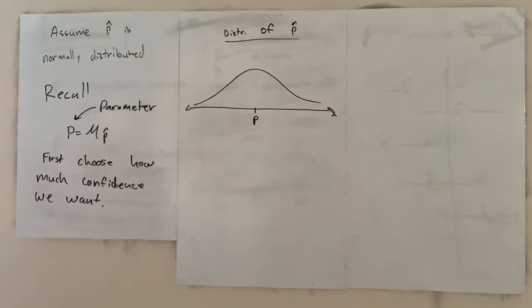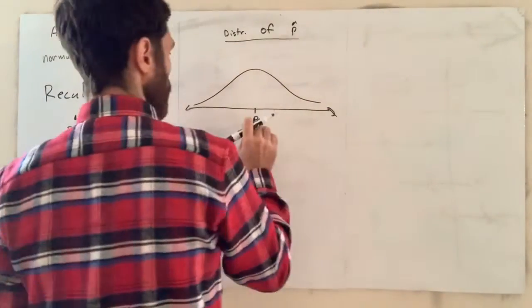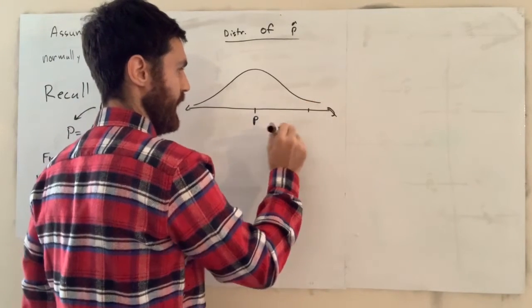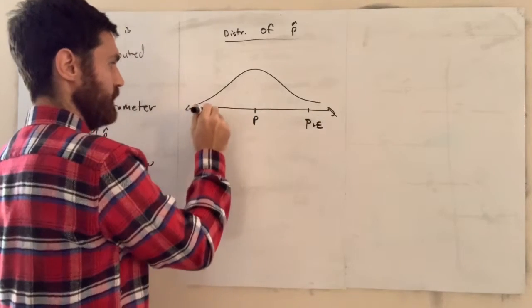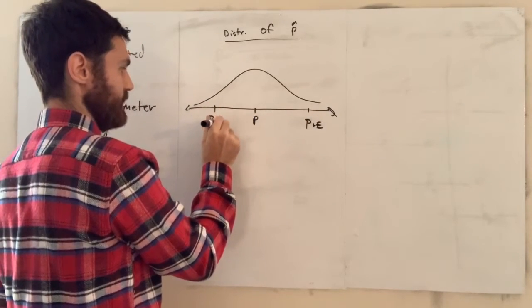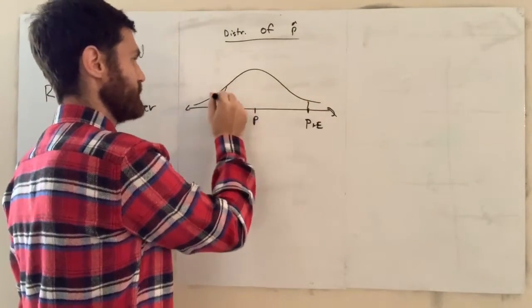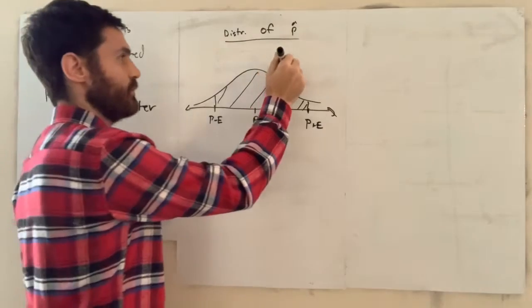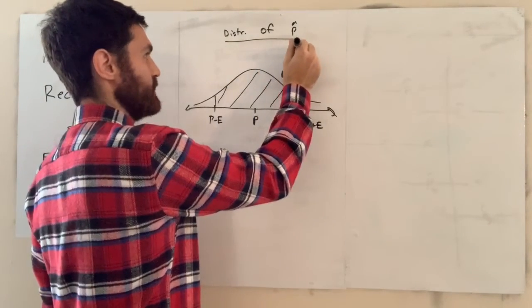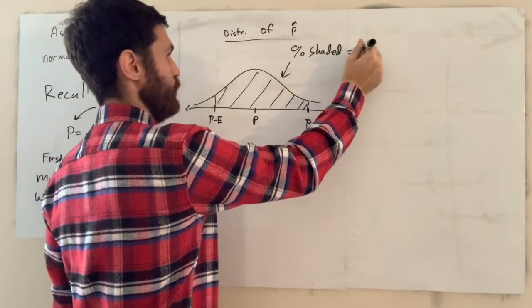And once we specify that confidence, we're going to look at our distribution and we're going to go out an error term from p, so p plus e and p minus e, and we're going to go out enough so that this shaded region here, the percentage shaded, is going to be equal to our confidence.